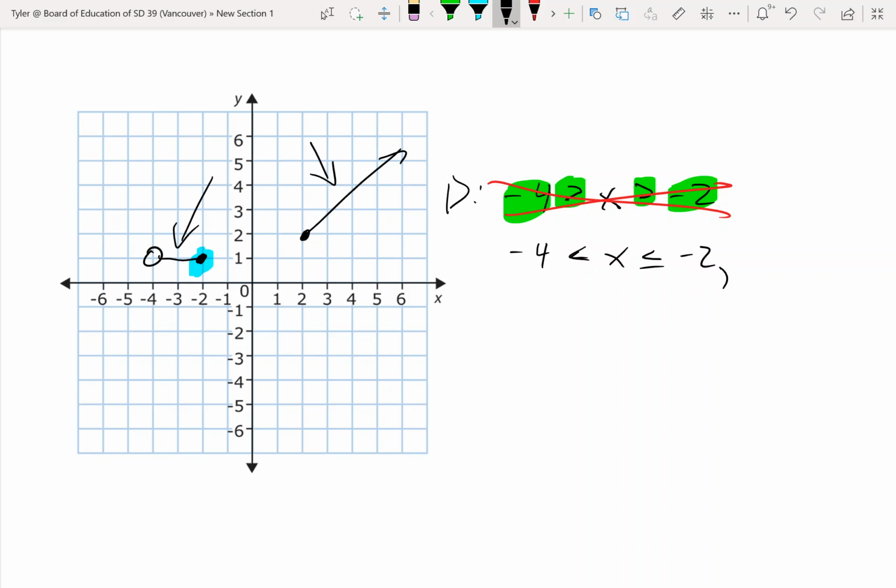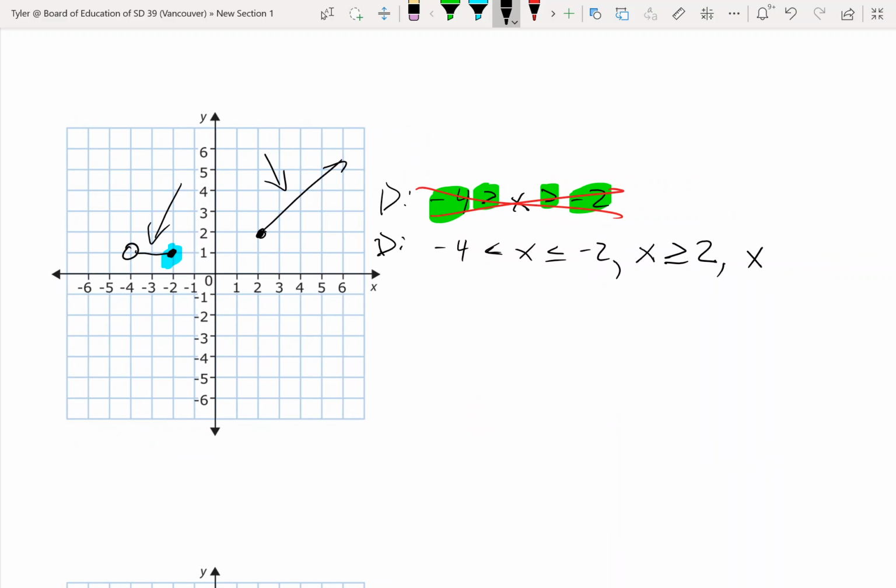Next, we're going to put a comma, and then we're going to do it for the next one. So again, we have 2 and everything bigger. So I'm going to say x is greater than 2, and it's a black dot, so it's greater than or equal to 2. That's our domain. The only thing I forgot, x ∈ ℝ, because it has fractions in between all these points. Now let's do the range.